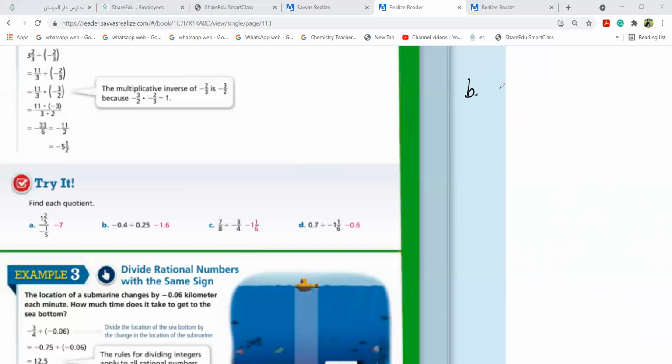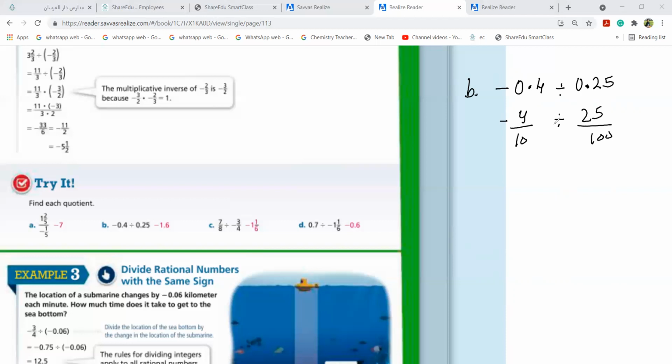B. Minus 0.4 divided by 0.25. Change into fraction. You don't remember, after the point there is only one number. So 10, decimal changing to fraction. If after the point you see one number, you just write the number and put 10 down. If there are two numbers, you write the number and put 2 zeros down because there are two numbers. Remember, we did this before.